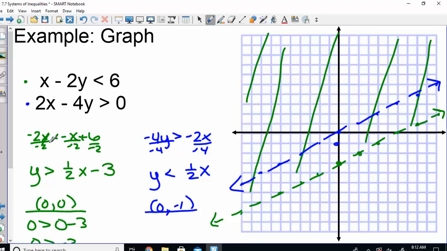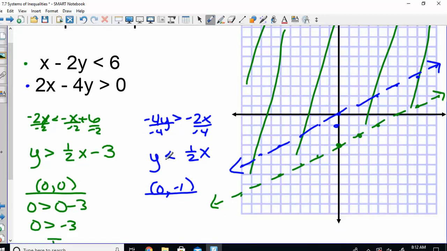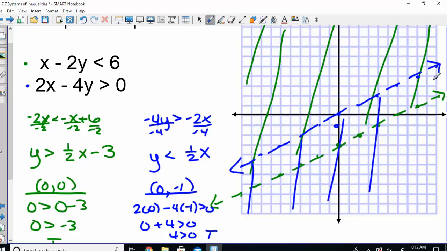So if I plug that in, you can do the original or what you solved for, it doesn't matter. So if I did the original, I get 0 plus 4 is greater than 0, and 4 is greater than 0. That's true. So this point works, so that does confirm we're shading down. So my overlap is the middle. Darken that in so I know it's your final answer.